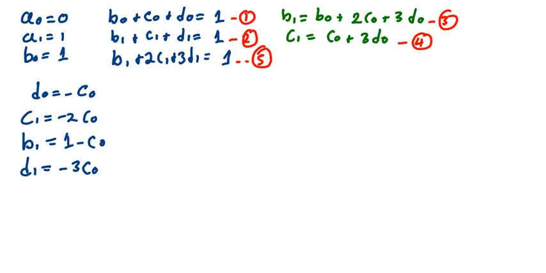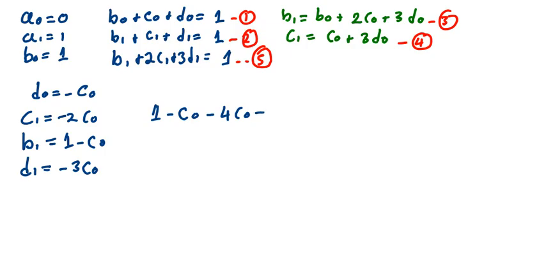So what do we do from equation 5? Okay, from equation 5, here's our equation 5. I have everything that I need to substitute. b sub 1 is 1 minus c naught plus. What is my c sub 1? c sub 1 is minus 2 c naught, so this is just going to be minus 4 c naught plus. What is my d sub 1? d sub 1 is equal to minus 3 c naught. So that's going to be minus, actually a plus.